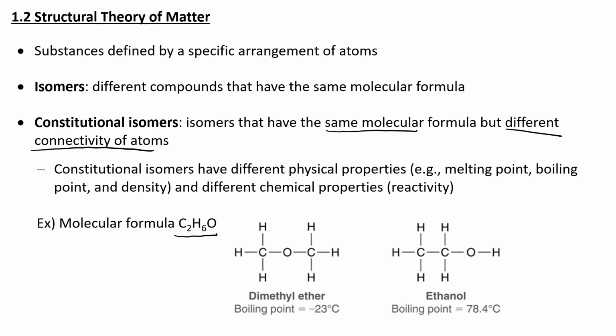However, if you notice, the connectivity of the atoms is different. Look, we have an oxygen that's sandwiched in between two carbons with diethyl ether, or dimethyl ether. And then we have the oxygen, which is sort of in between a hydrogen and a carbon for ethanol. Both of these compounds have different boiling points. So that sort of is just an example of how they have different physical properties.